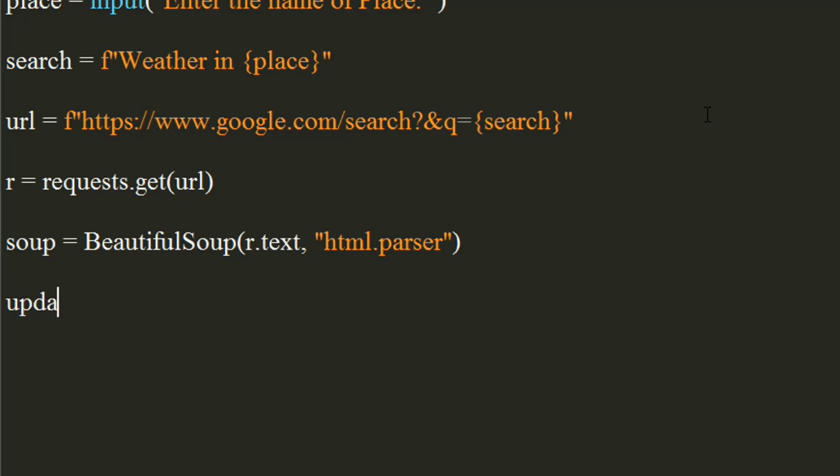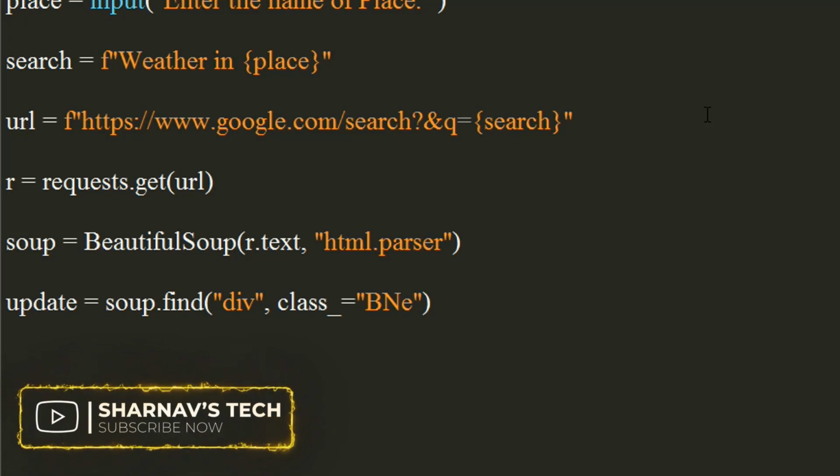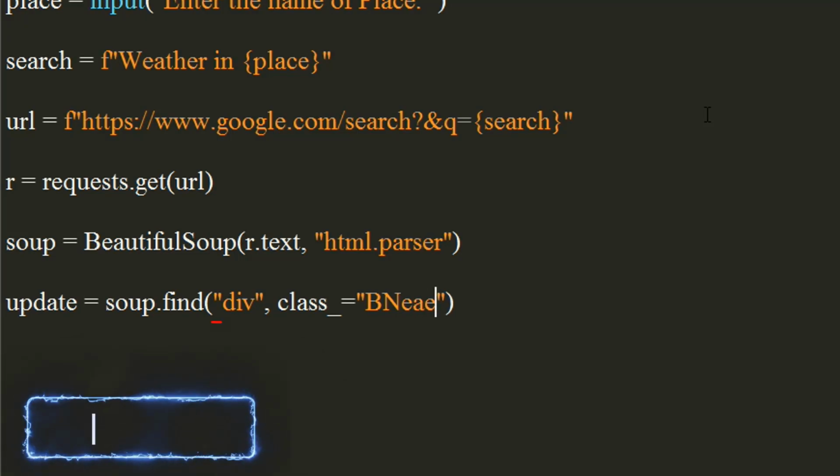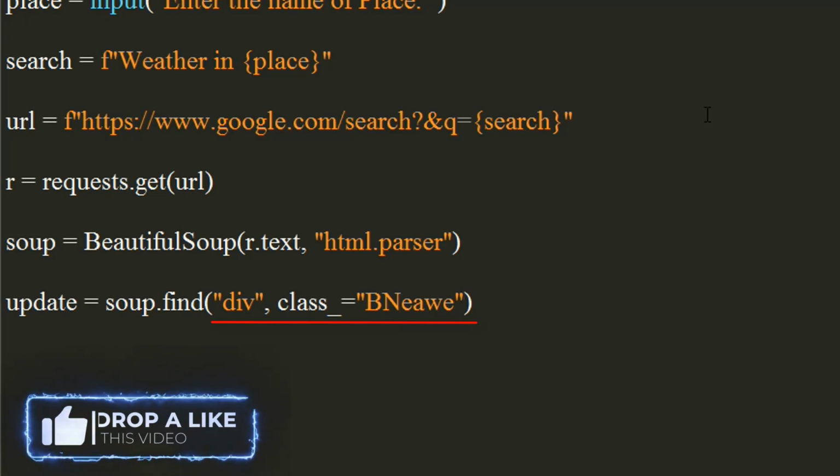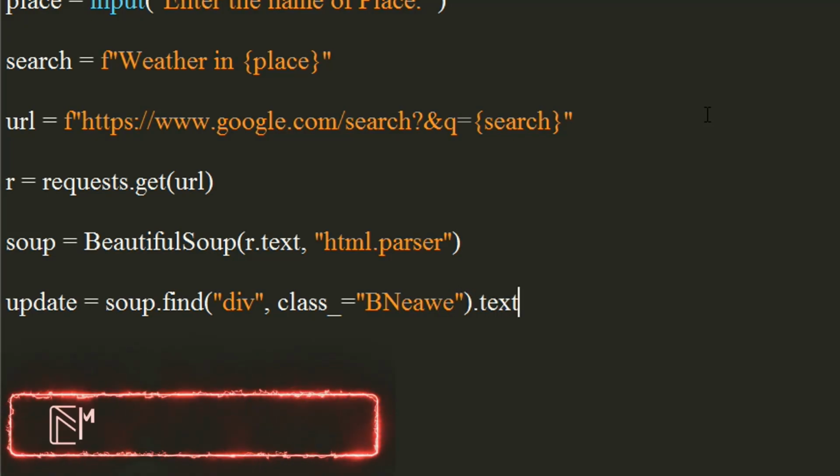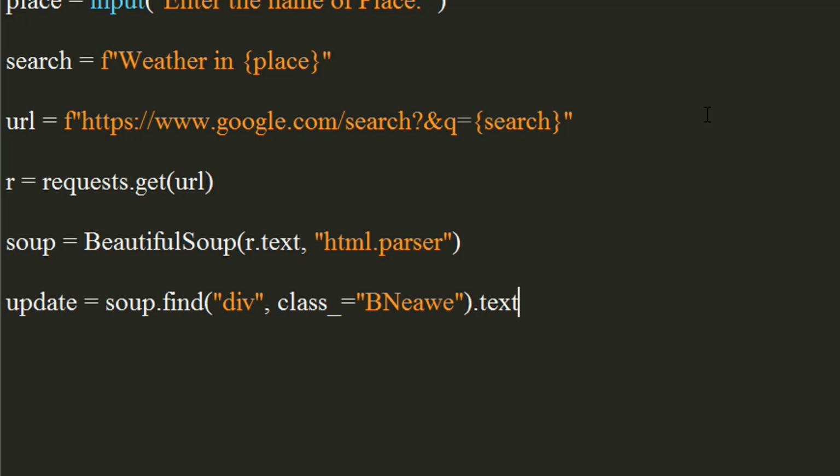Now, we will find the weather information from our search results and store it in a variable. For your simplicity, I've already found the div class which holds the required info. Here, we will again be using .text, since we want our result in text.